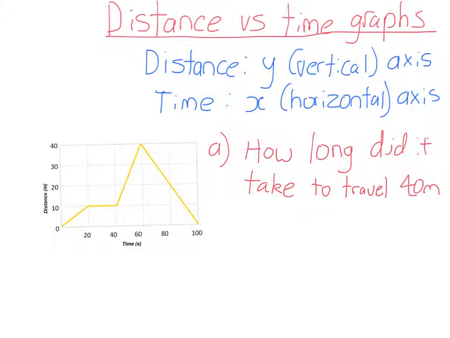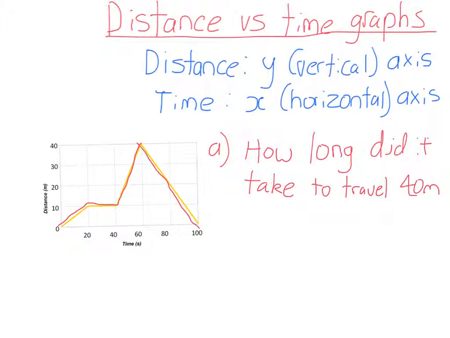So let's look at our graph. So what's actually happened in this journey is that this person has started travelling here, then they've had a rest, then they've kept on travelling, and they've ended up travelling 40 metres one way, and then this slopey line here means that they've actually come back. So they travelled 40 metres to wherever, and then they went back to where they started.